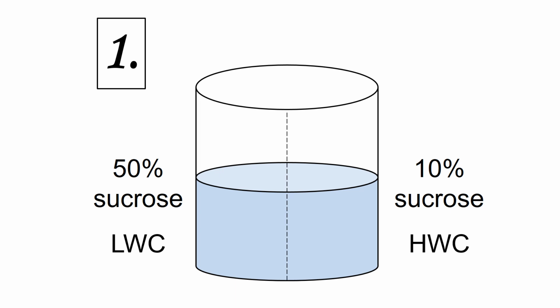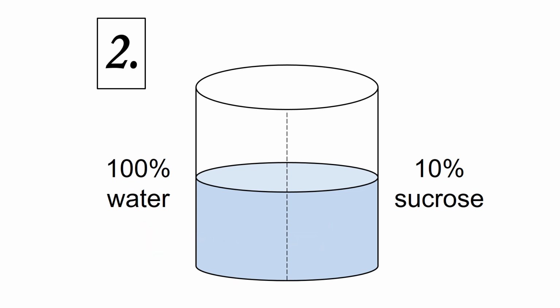You've got a higher water concentration on the right hand side. So imagine the right hand side, you could consider that to be 90% water if it's 10% sucrose. This side is 50% sucrose, so 50% water I suppose. So you're going from right to left. Number 2.